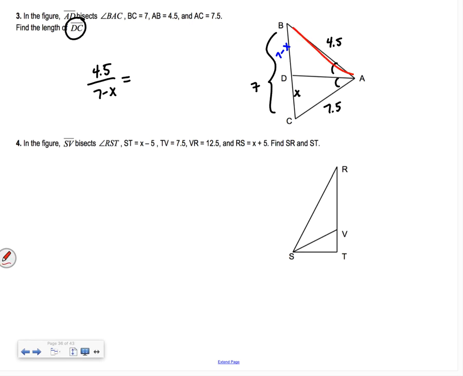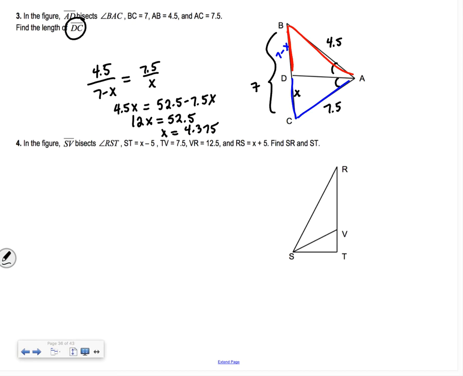So the two that are on the top of the angle bisector, and then we have the two that are on the bottom of the angle bisector. So we're going to say equals 7.5 over x. And again, we cross multiply. So I went ahead and distributed already. And then get everything on one side. So I'm going to add it over and I get 12x equals 52.5. So I take that 52.5 and divide by 12. So we get x equals 4.375. So hopefully this kind of makes sense to you guys.